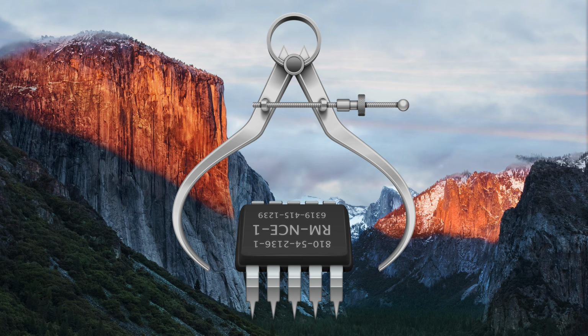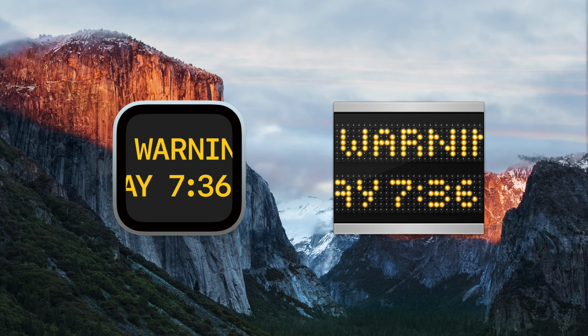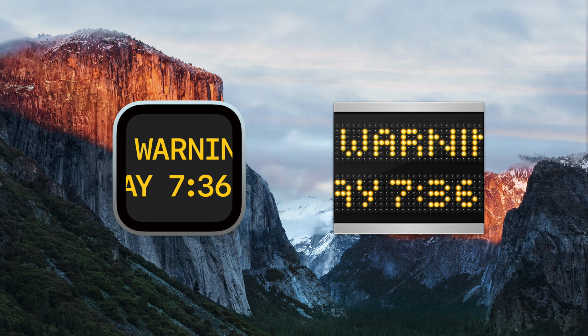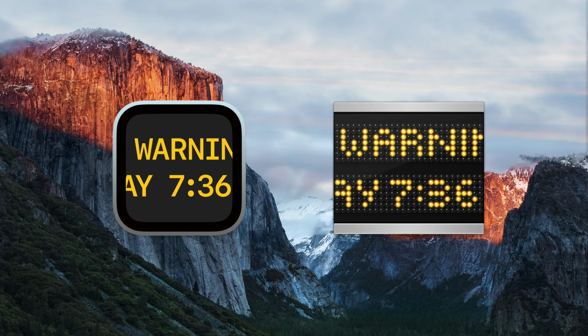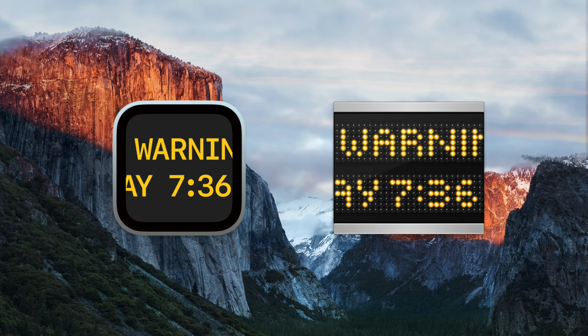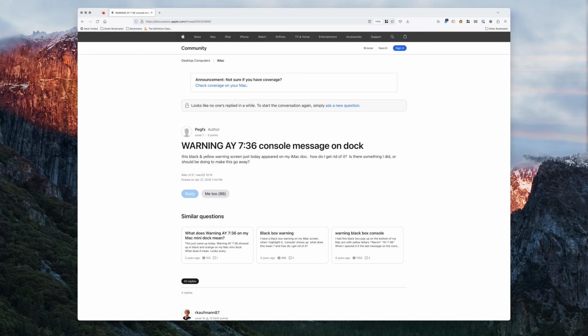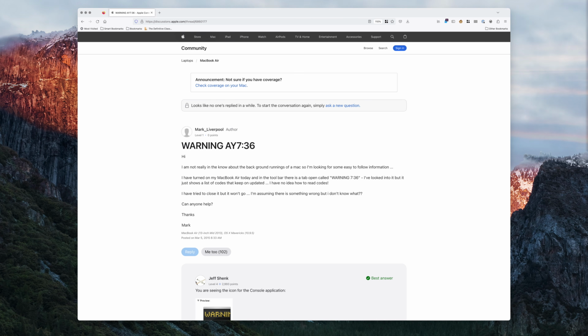However, this isn't the only mystery that's hidden in Apple's icons. To this very day, the console icon still uses warning AY736, which to my knowledge has never had a full explanation. Unfortunately, there's a little bit of humor here, as the internet is full of people thinking they're seeing an actual error message when they see this icon.